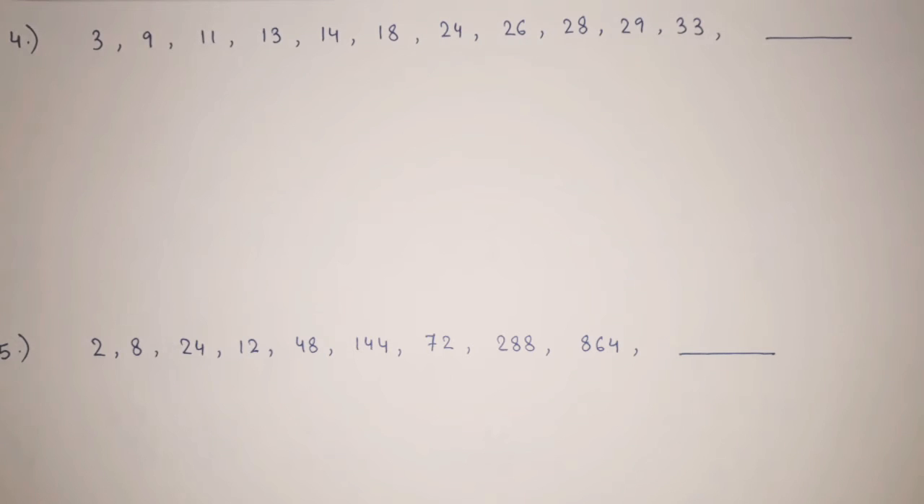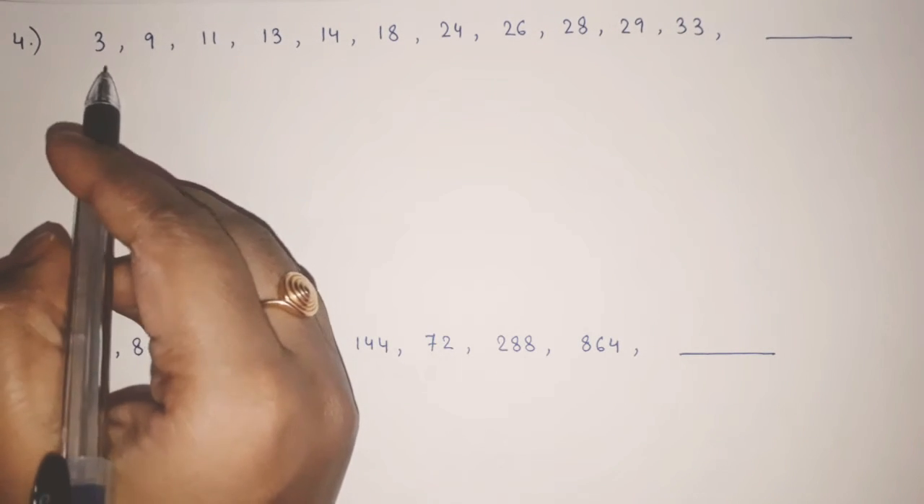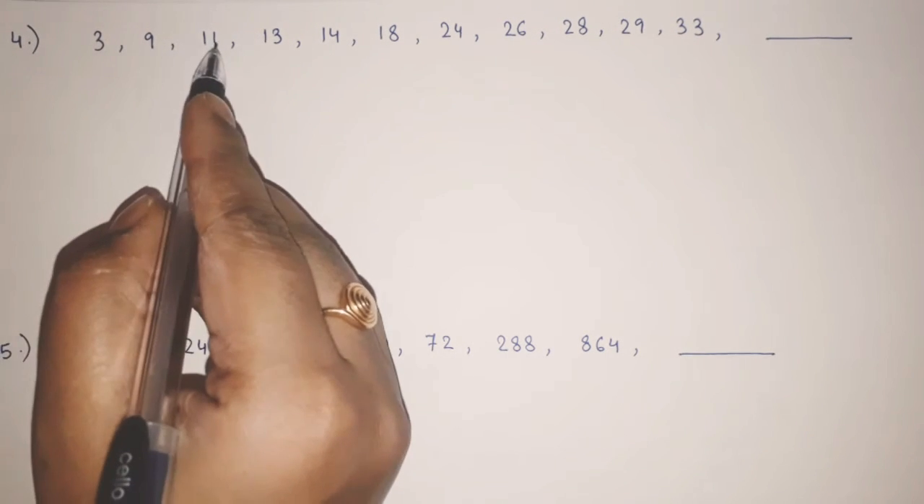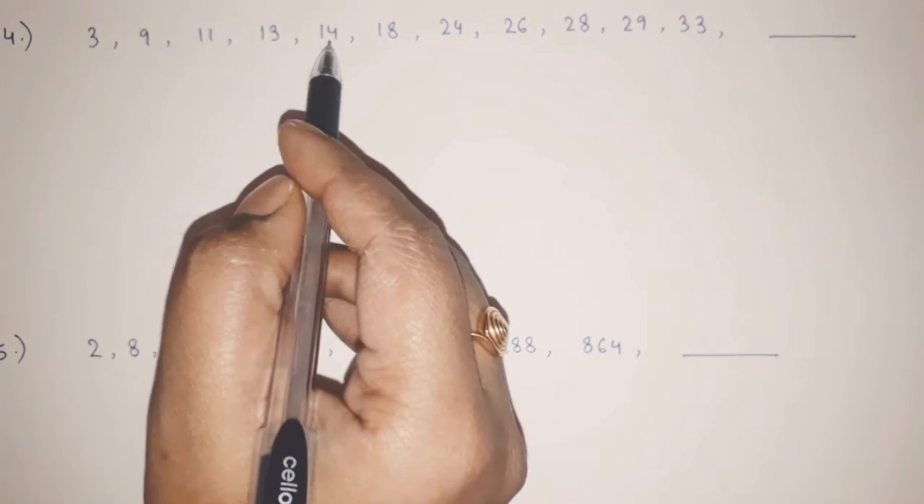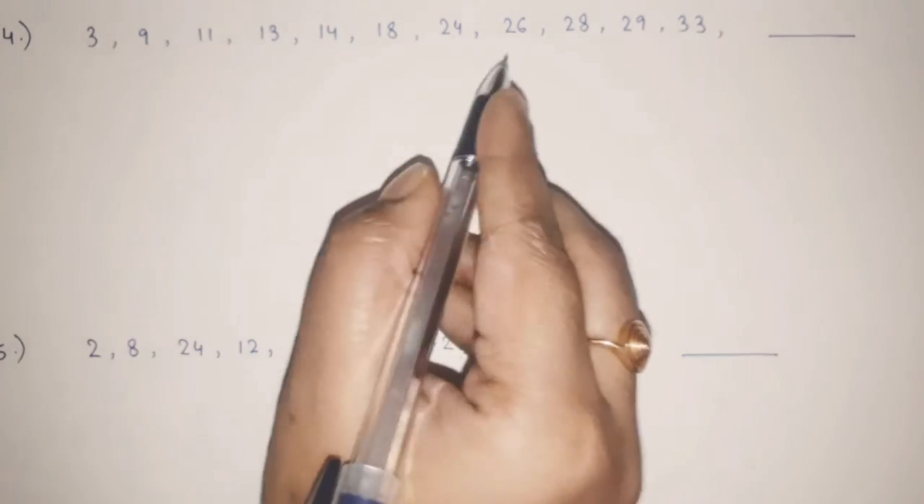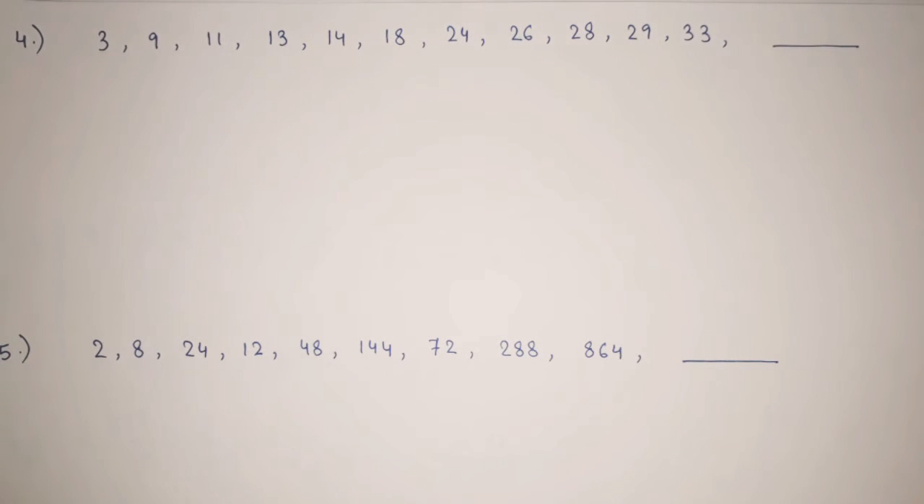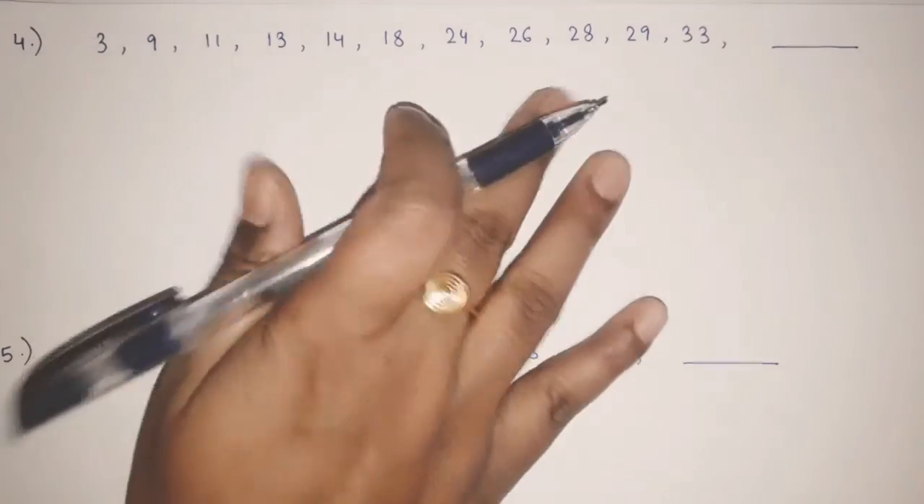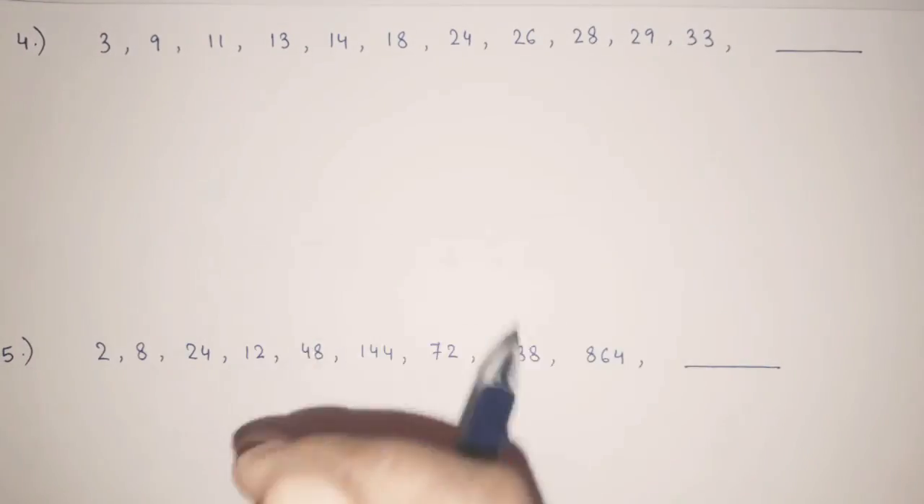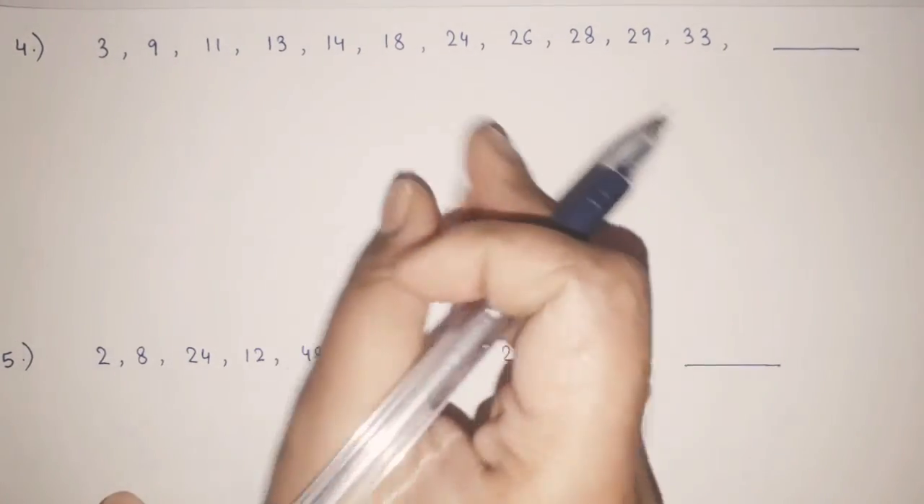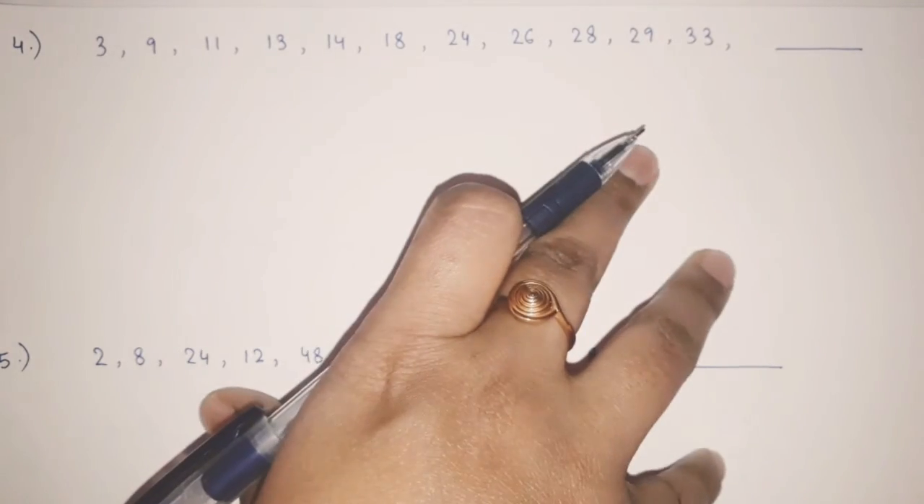Now see, this is our next example. Here we have 3, 9, 11, 13, 14, 18, 24, 26, 28, 29, 33. If you observe it properly, there is no particular difference. What I have told is that it is possible that a particular difference of addition, subtraction or multiplication can be there.